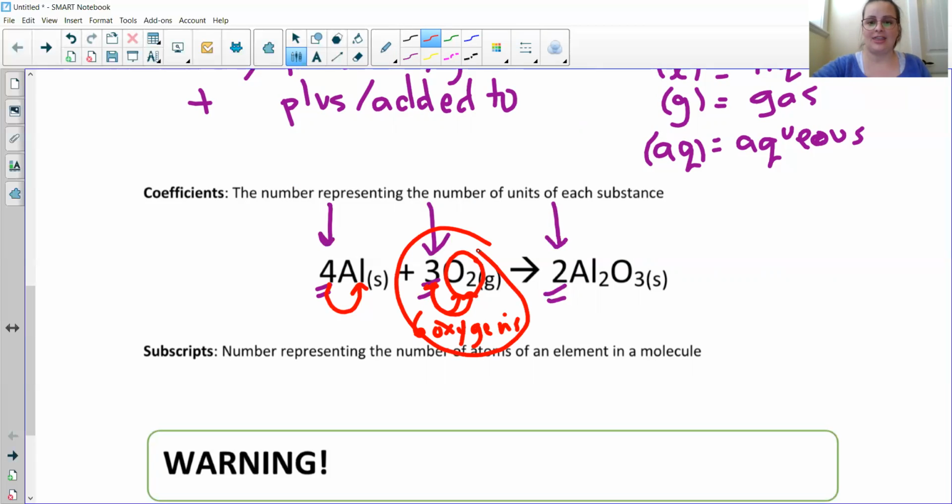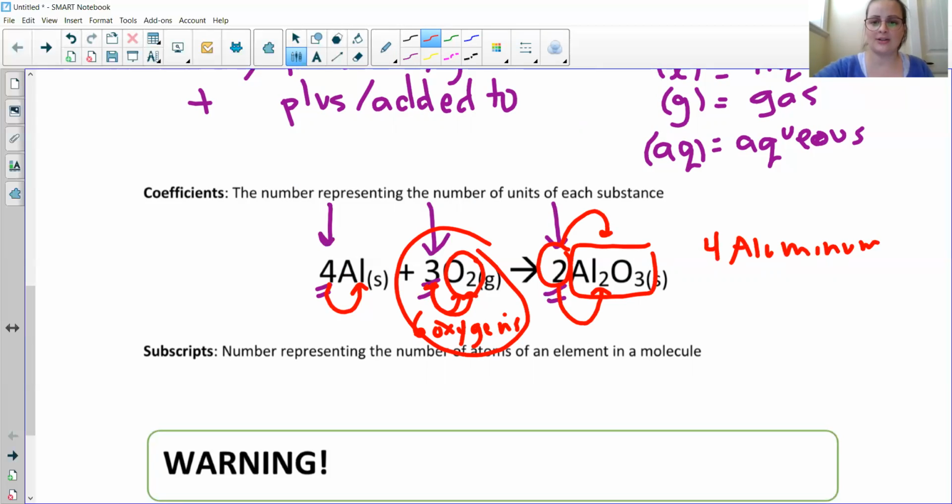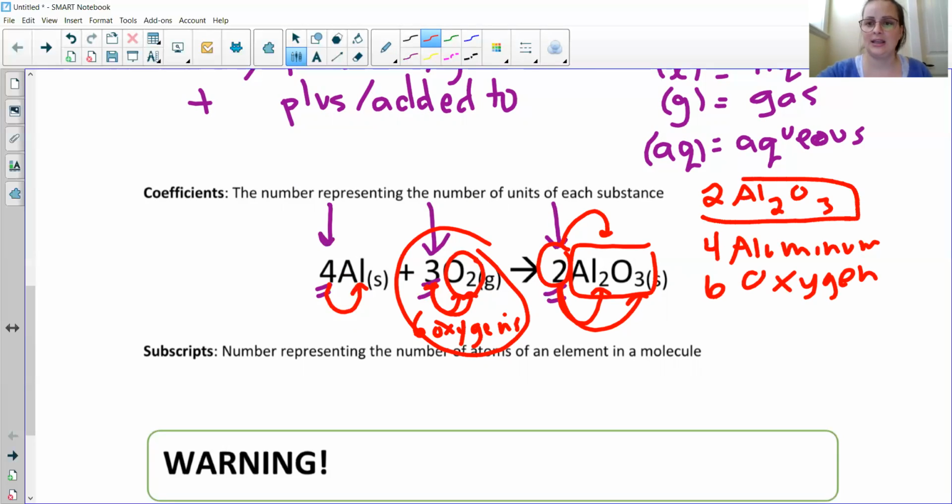Okay. This coefficient means there's 2 aluminum oxides. So that means there's 2 times 2, so there's 4 aluminum atoms. And there's 2 times 3, which is 6 oxygen atoms, because there is 2 Al2O3s, okay? So if there's 2 of these compounds, that means there's twice the amount of aluminums and twice the amount of oxygens that you see in the compound.